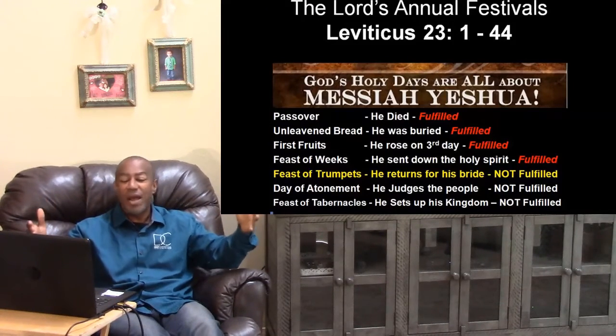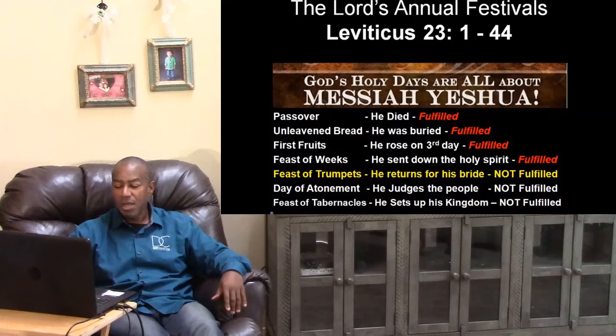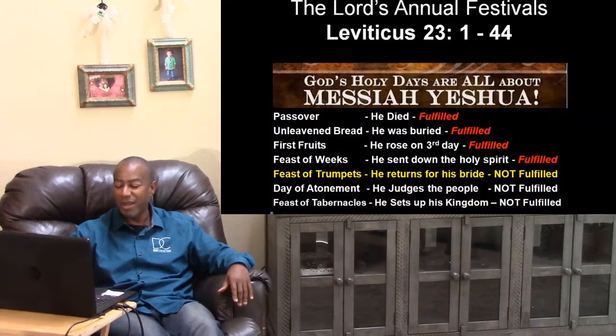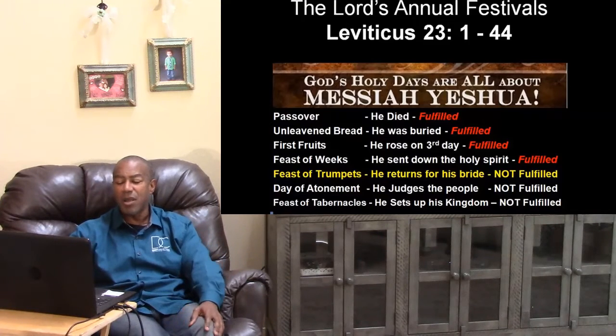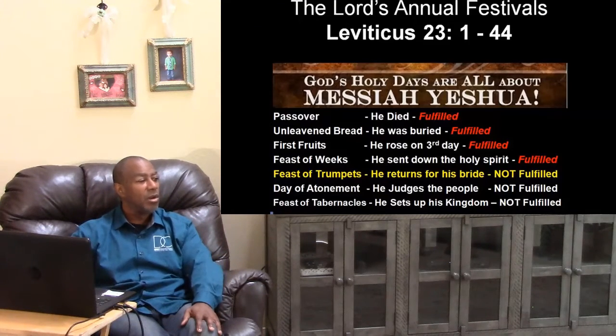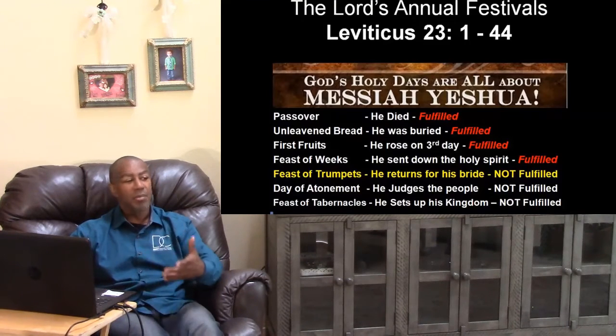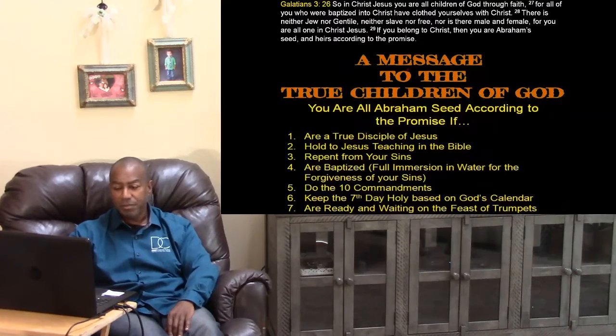And then when He will return, either to get His bride or He led us out to go find His bride, was on the Feast of Trumpets. Day of Atonement is when He judges His people and when we pray for the people and pray for the nations. And then the Feast of Tabernacles is when He's setting up His kingdom on earth, where He's tabernacling with the people. So Jesus came to fulfill these feast days.